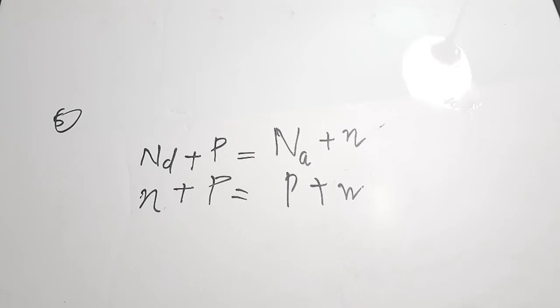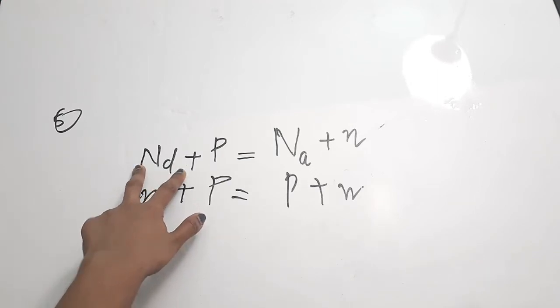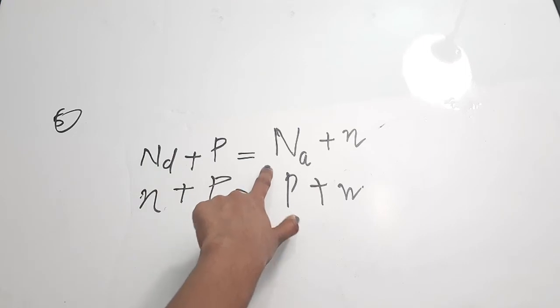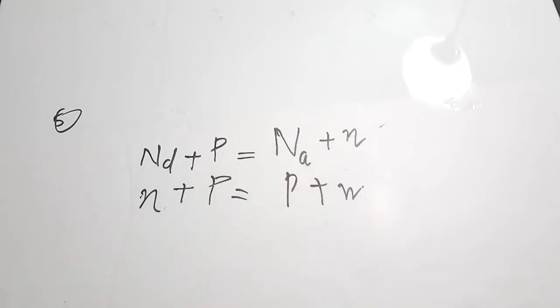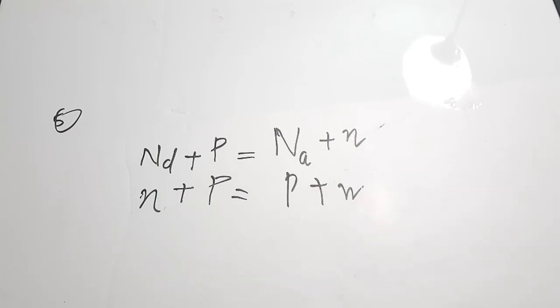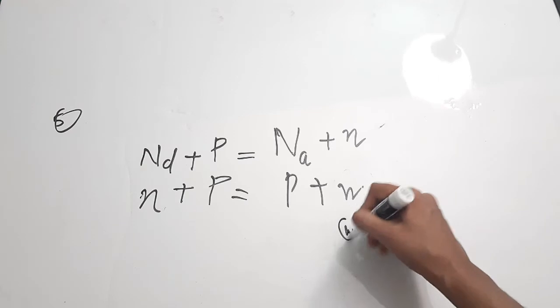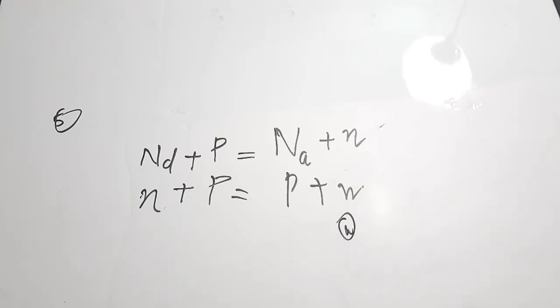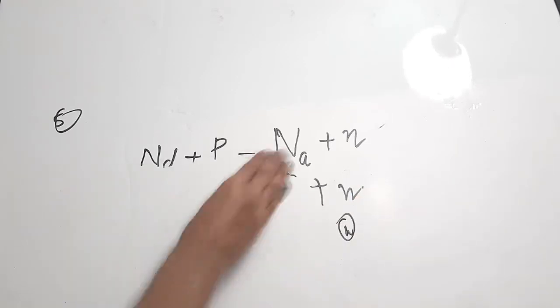So the correct answer for this question is option A, which is the number of donor atoms plus holes is equal to the number of acceptor atoms plus electrons. So N is the number of electrons, P is the number of holes. So that you should be knowing. Correct answer for the fifth question is option A. Moving on to the sixth question.